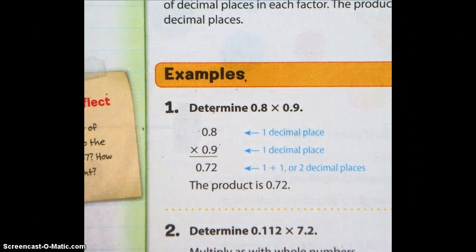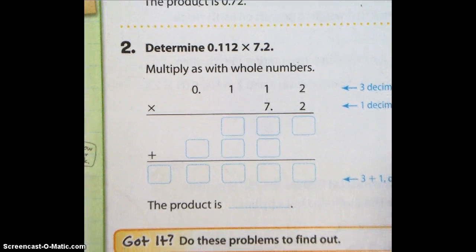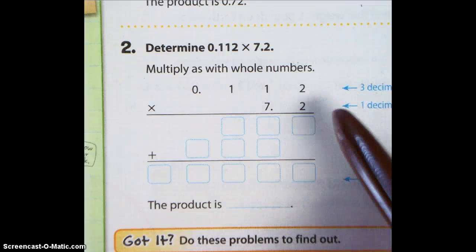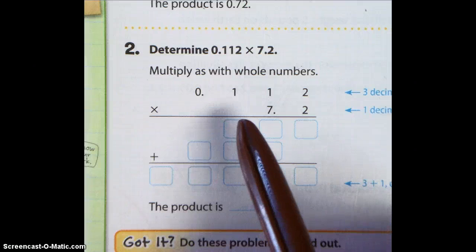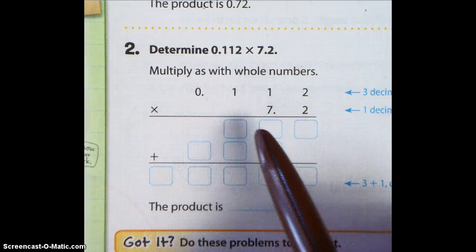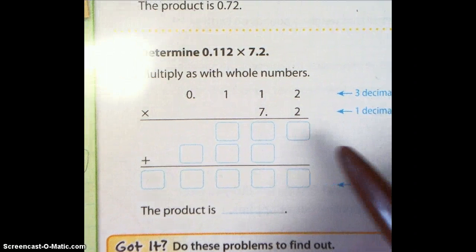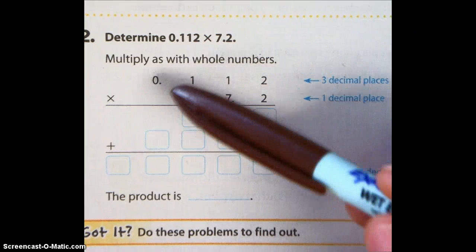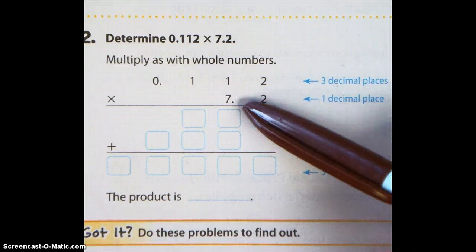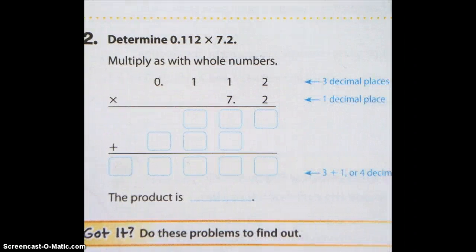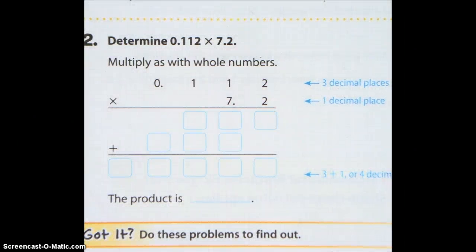In the second example, we're going to multiply 112 thousandths times 7 and 2/10. Now, whenever you add and subtract decimals, you were told that you had to line up the decimal. This is not essential for multiplying decimals. Notice in this example, the decimal is here for 112 thousandths and here for 7 and 2/10. They are not lined up because it's not important to line them up. We would multiply just like normal.